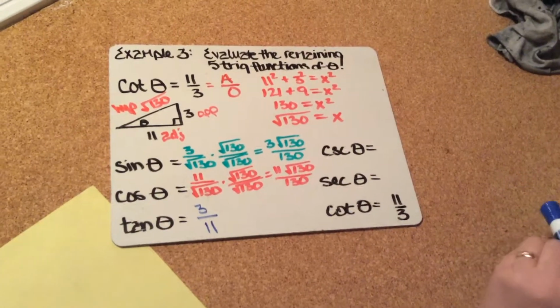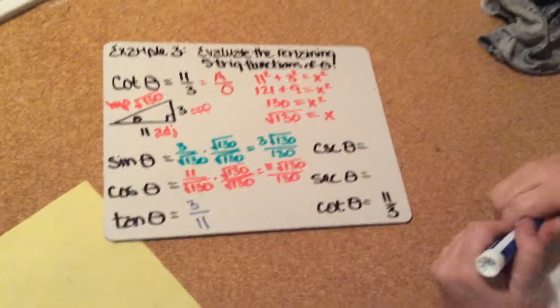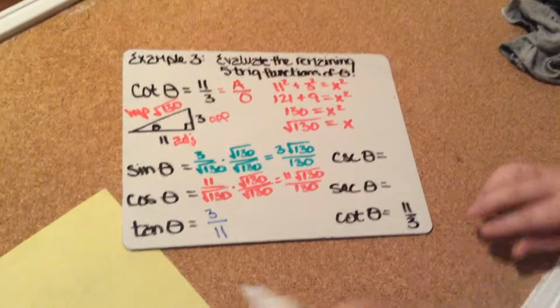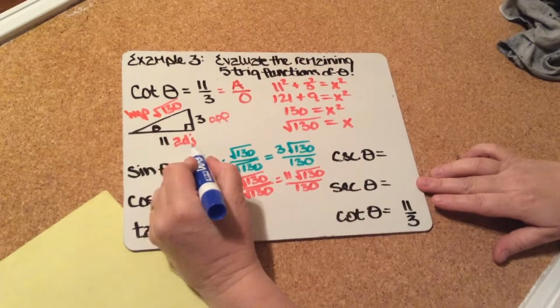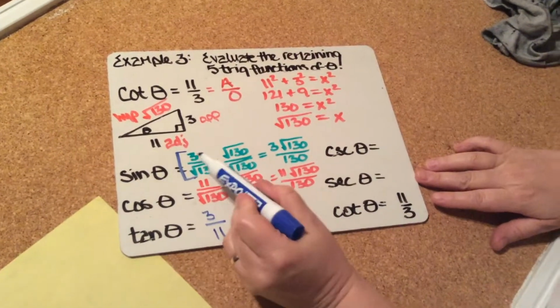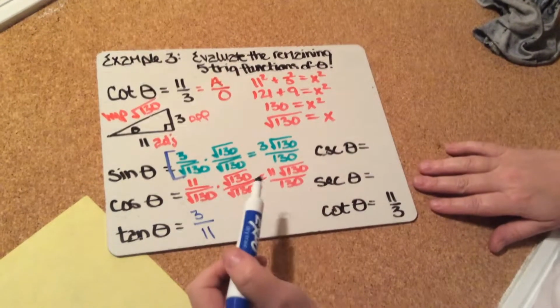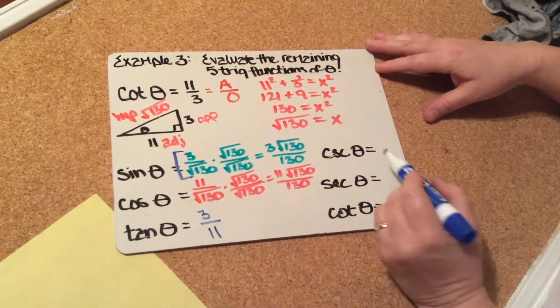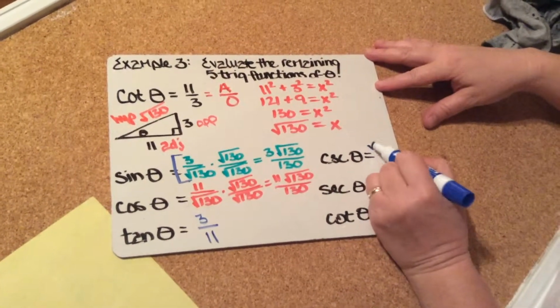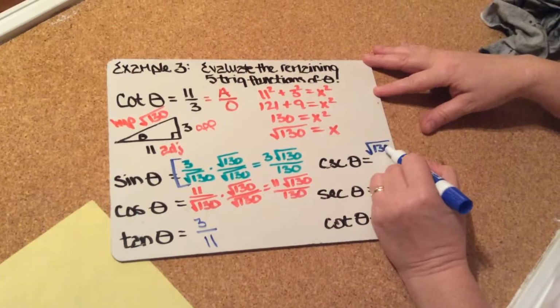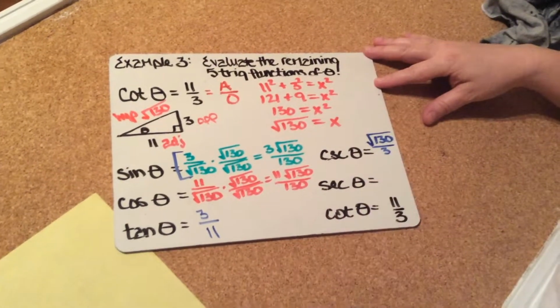Okay, we have 2 left now. Cosecant is the reciprocal of sine. So to make it easy on myself, I'm going to take the original value of sine that I had, which was 3 over square root of 130. Take the reciprocal of it, flip it around. Cosecant theta is going to turn into the square root of 130 all over 3.